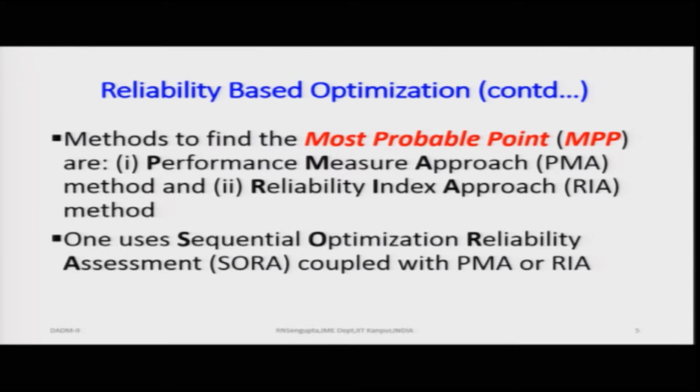Now, to find this, you have basically two methods. One is the performance measure approach, and the other is the reliability index approach. Earlier I said most probable point approach; sorry for that. So, both intuitively are the same.